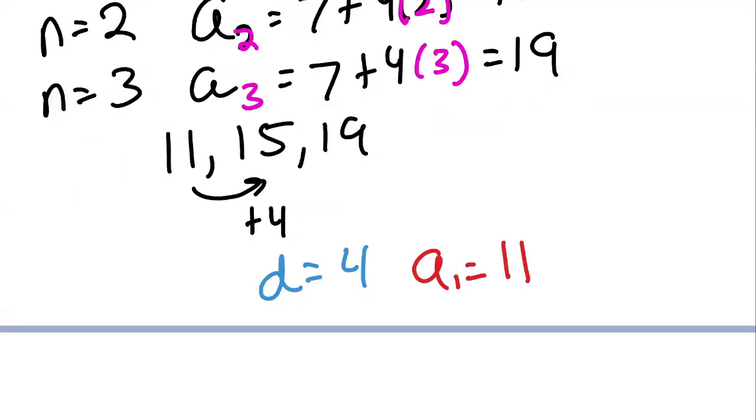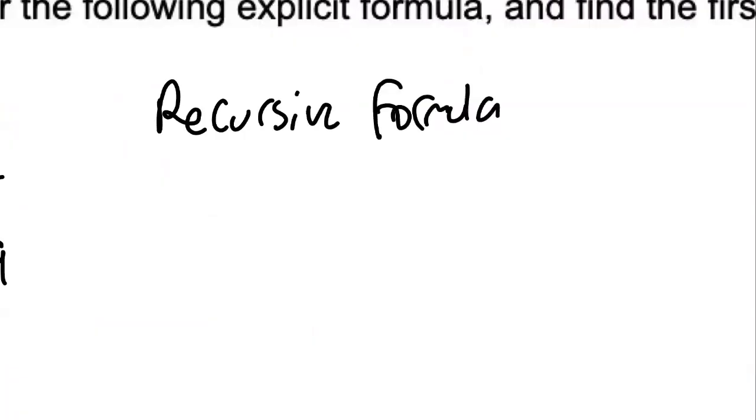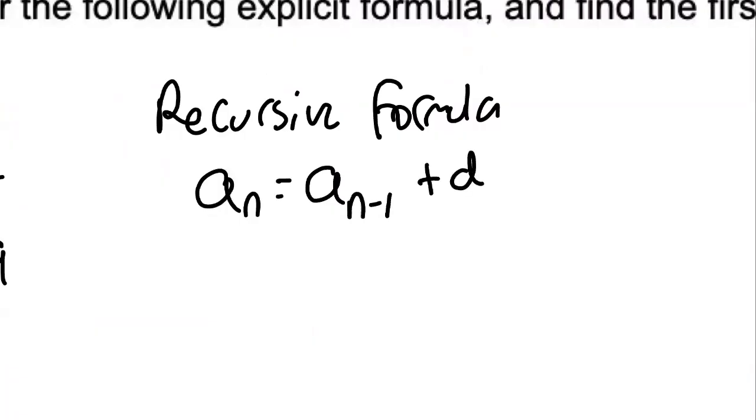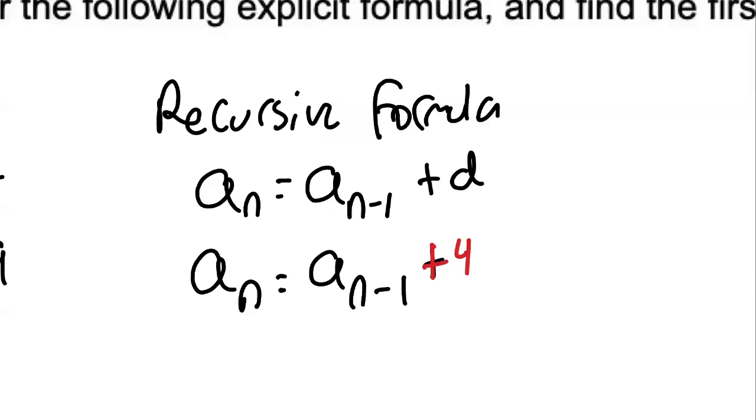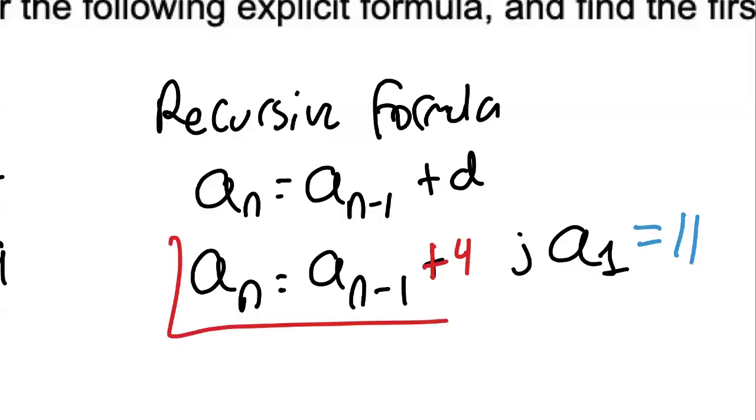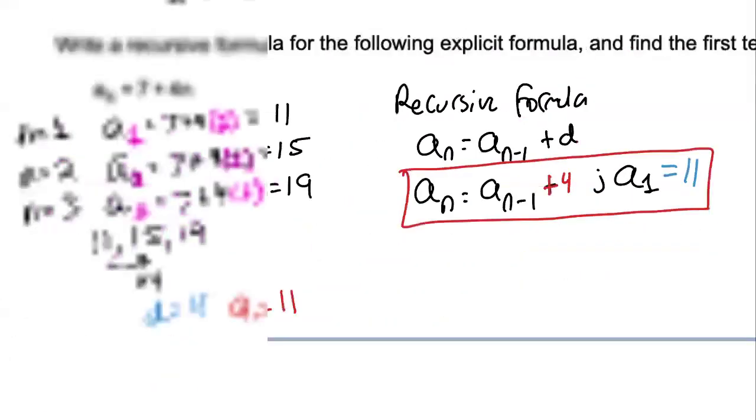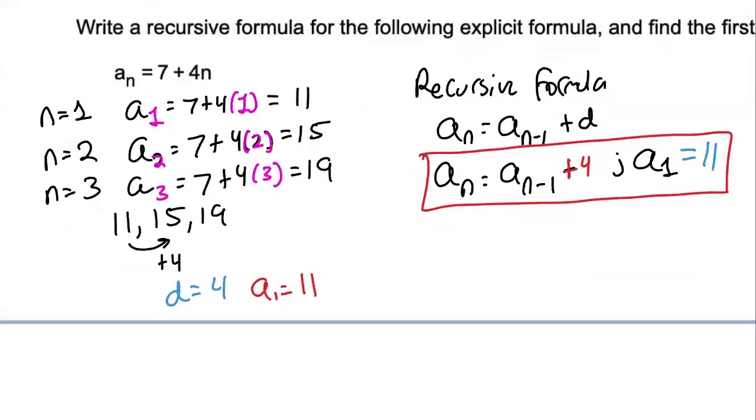So to write the recursive formula, a sub n equals a sub n minus 1 plus d, which in this case is 4. Now, when you give the recursive formula, you always want to give the first term, which in this case is 11. So these are your two answers for the recursive formula. Does anyone have any questions?